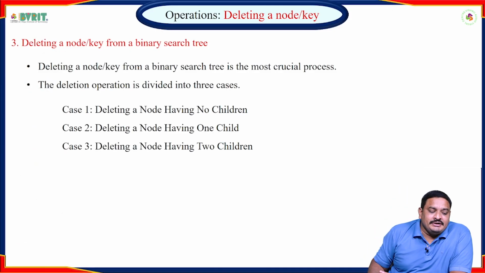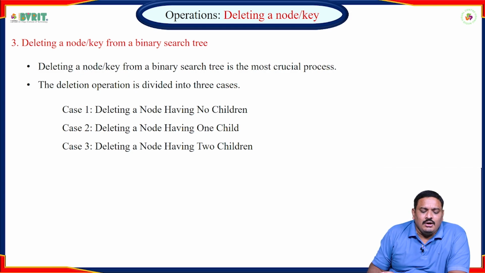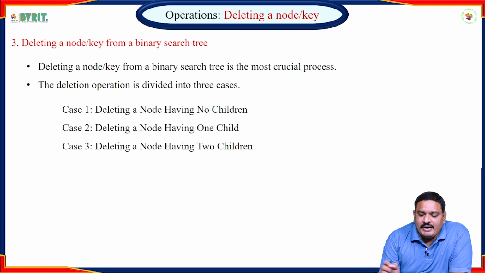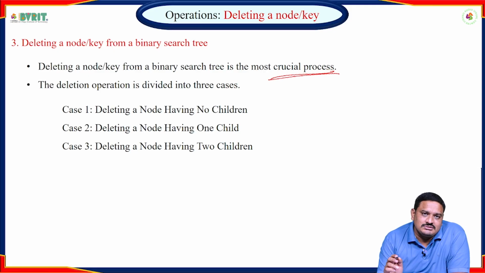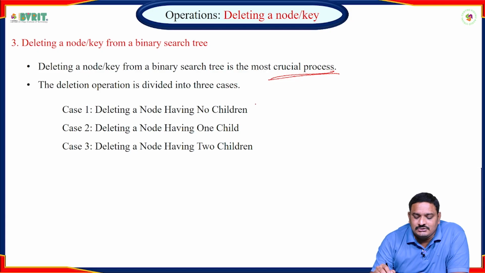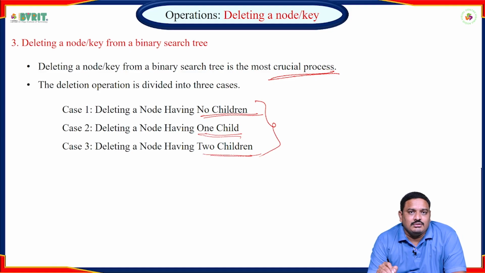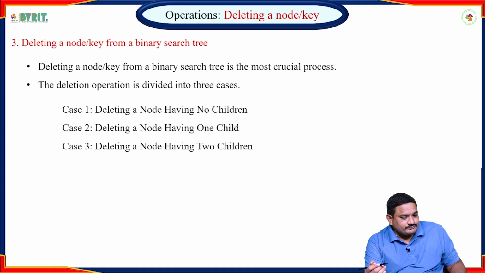Another operation is deleting a node. How do we delete a node or key value in the binary search tree? Deleting a node or key from the binary search tree is a crucial, difficult process. So the deletion operation can be categorized into three cases. First case, deleting a node having no children. Second, deleting a node having one child. Third, deleting a node having two children. Let's see the cases one by one.